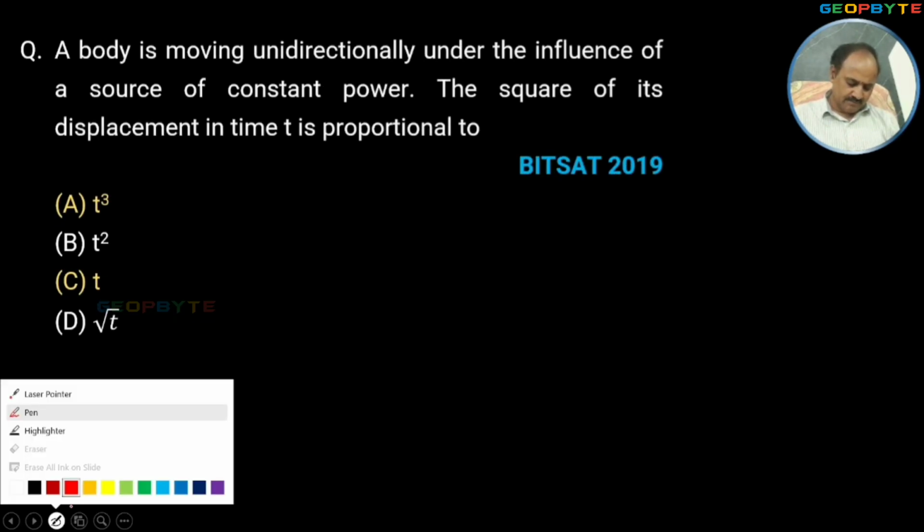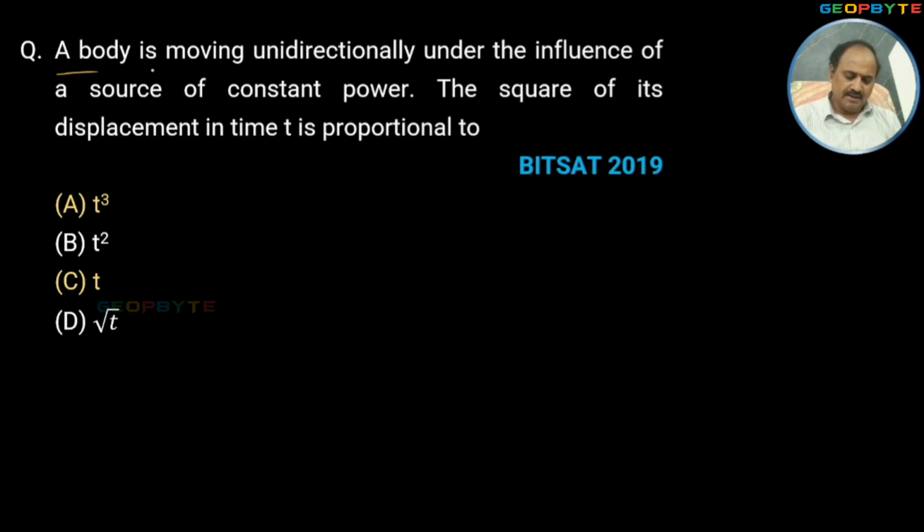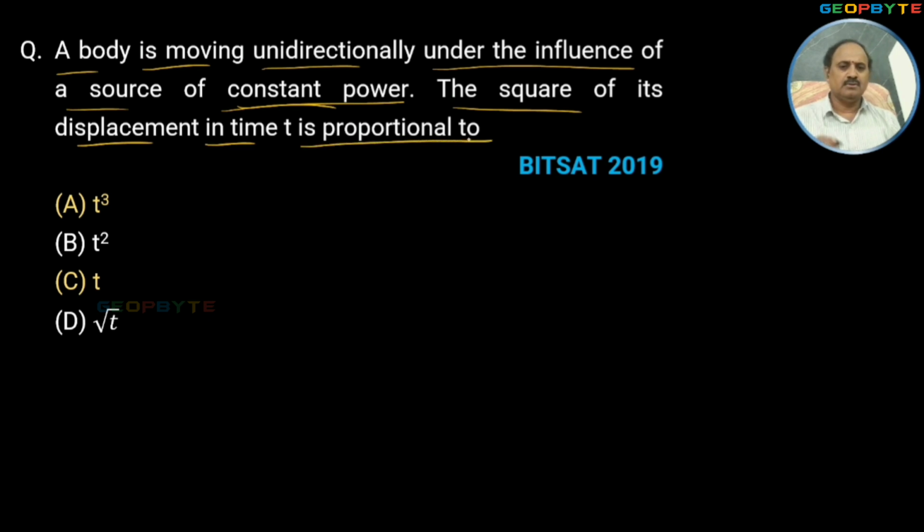Similarly, let us take another important problem. Okay, look at the screen. It is asking like this: a body is moving unidirectionally under the influence of a source of constant power. A body is traveling in a single direction under the influence of a constant power source. The square of its displacement in time t is proportional to... You are asked to decide what is the relation between the square of the displacement and time.